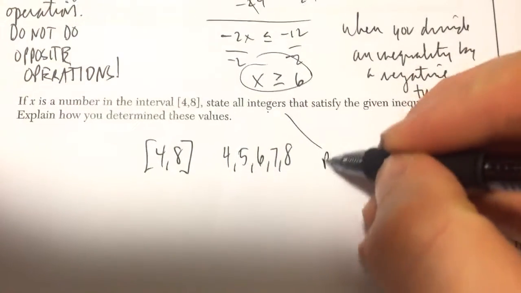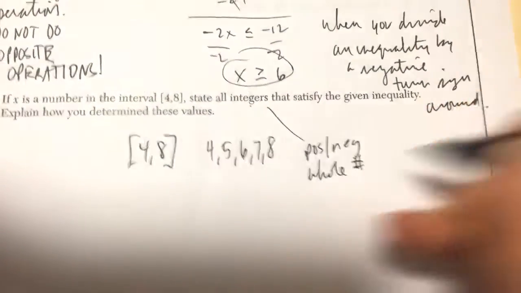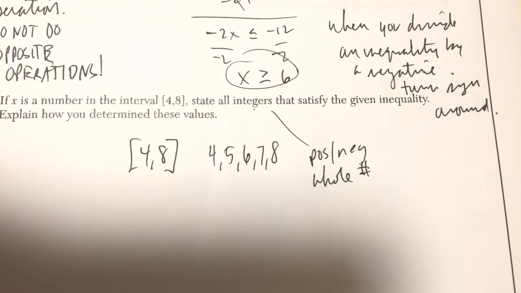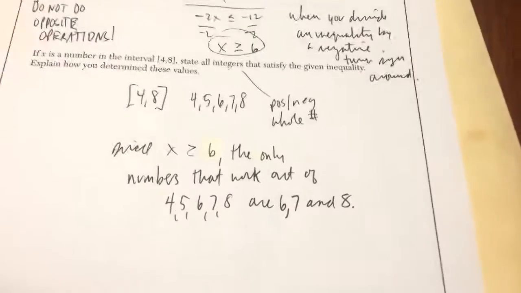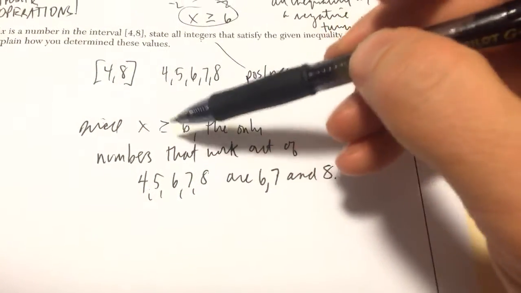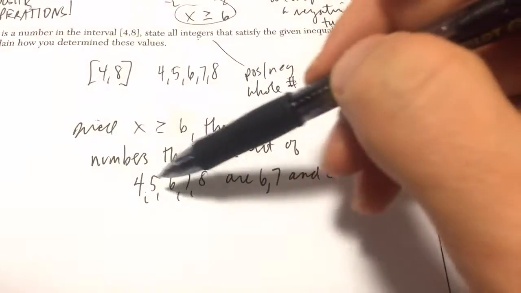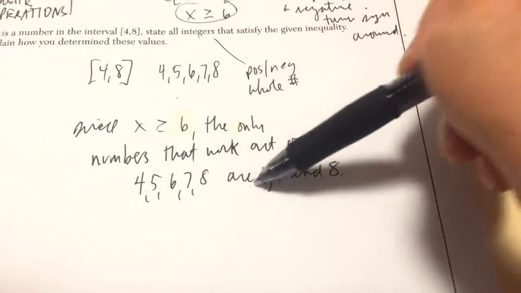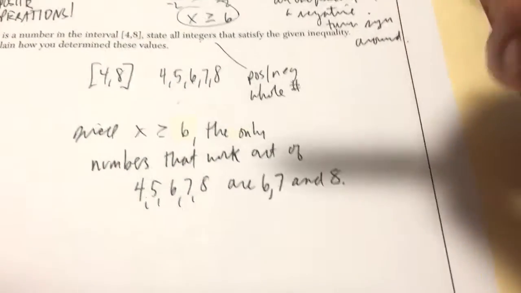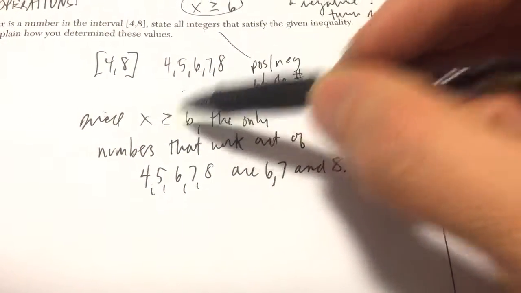Remember, an integer is a positive or negative whole number. So out of the positive and negative whole numbers, since x is greater than or equal to 6, the only numbers that work out of 4, 5, 6, 7, and 8 are 6, 7, and 8. The reason why I include 6 is because it says x is greater than or equal to 6.